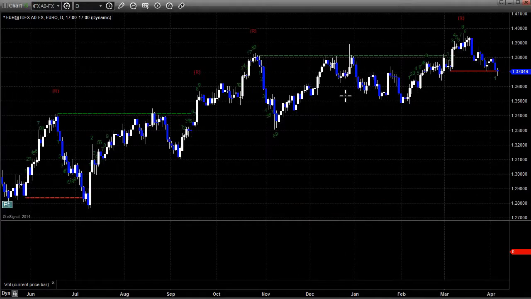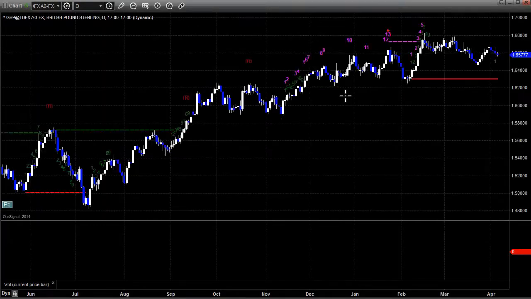Euro dollar didn't do much either. Broke that static trend line just by a little bit, but that is it. Here's a look at the pound dollar. This has been so flat for over a month now itself.